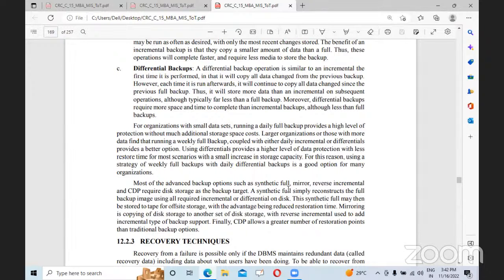For organizations with small data sets, running a daily full backup provides a high level of protection without much additional storage space cost. Larger organizations or those with more data find that running a weekly full backup coupled with either daily incremental or differentials provides a better option. Using differentials provides a higher level of data protection with less restore time for most scenarios with a small increase in storage capacity.